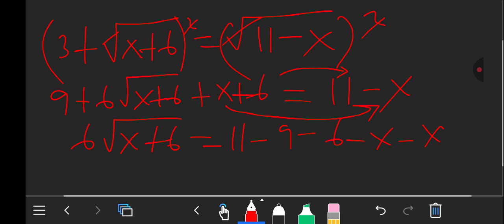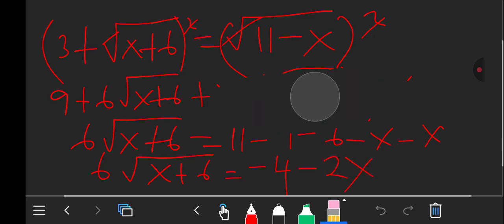So let me simplify this. It will be 6 root of x plus 6 is equal to 11 minus 9, that is 2, then 2 minus 6. What's the answer? It is negative 4, right? Yes, 2 minus 6 must be negative 4. Then negative x minus x, that is negative 2x. Now let's get rid of this top part.